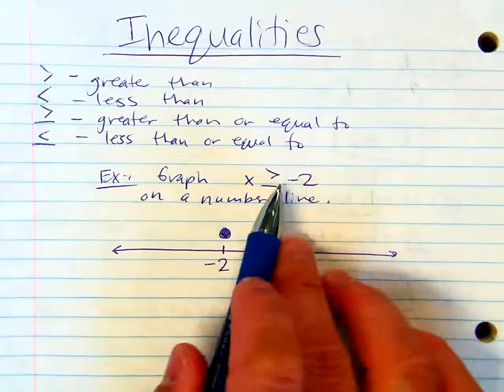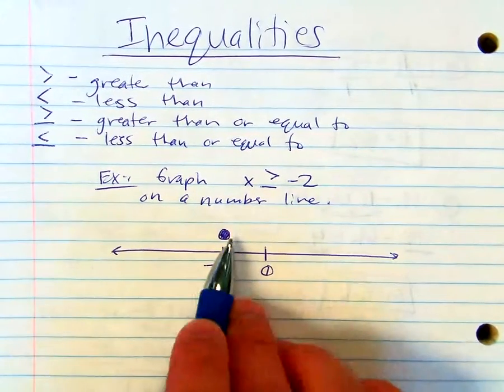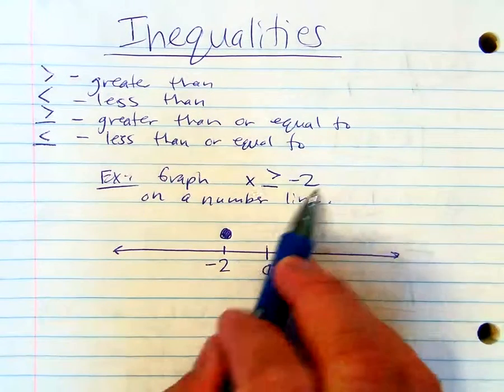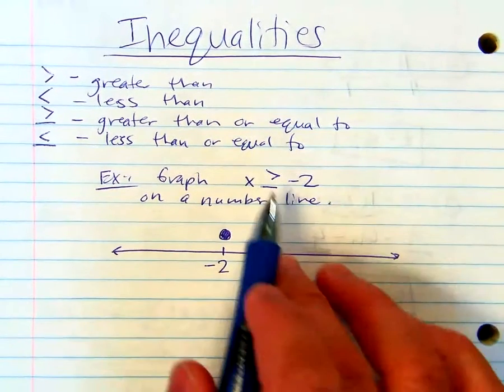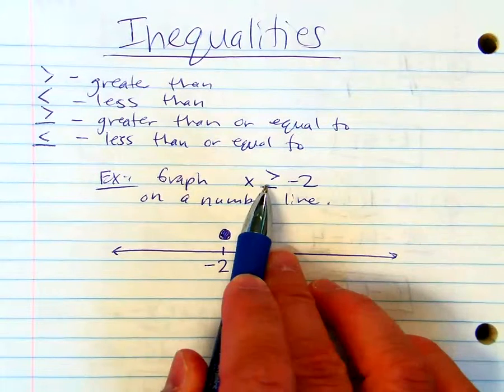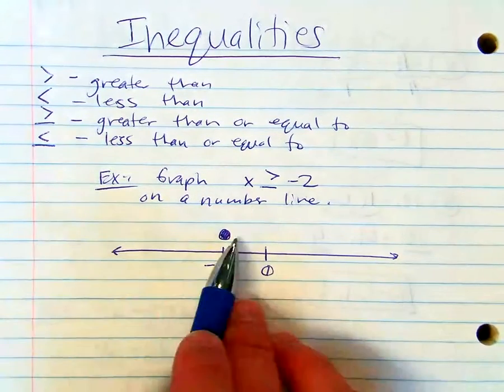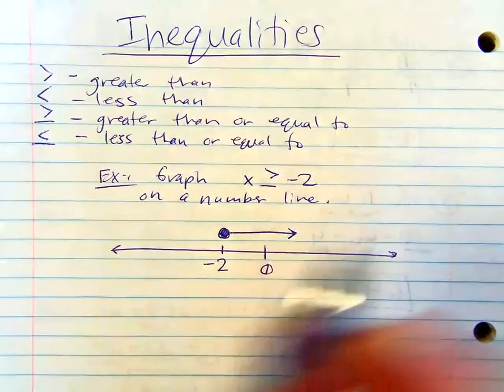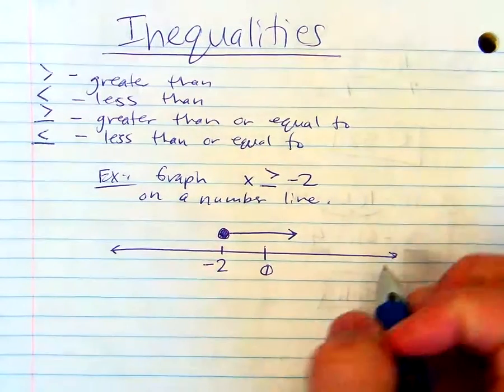The next thing you'll need is an arrow pointing either to the left or to the right to represent all the numbers that fit this description. So where are all the numbers that are greater than -2? Are they off to the left or off to the right? They're off to the right. So we will have an arrow that points off to the right.